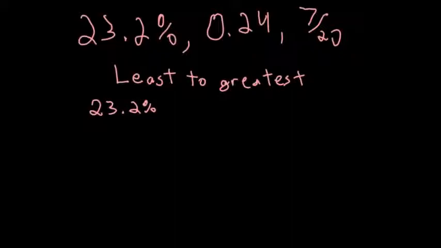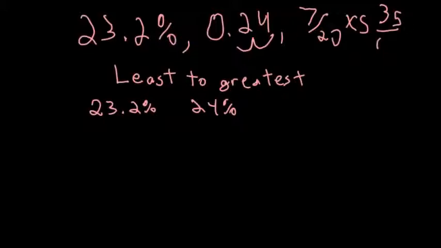The 0.24, we're going to move that decimal twice. So that's going to equal 24%. And then the 7/20ths, I can either do 7 divided by 20, or I can figure out what I need to multiply 20 by to get to 100. So I'm going to multiply that by 5, and we get 35 over 100. So that means it equals 35%.